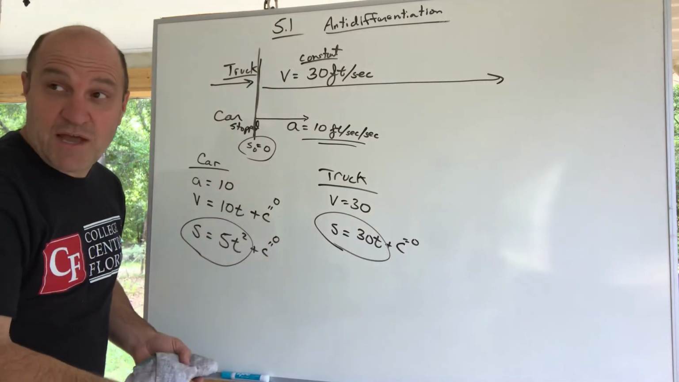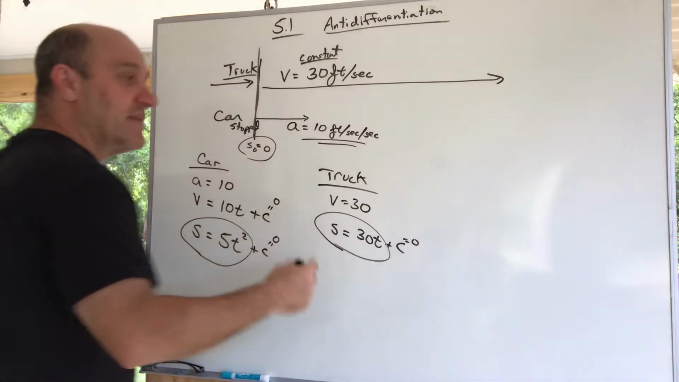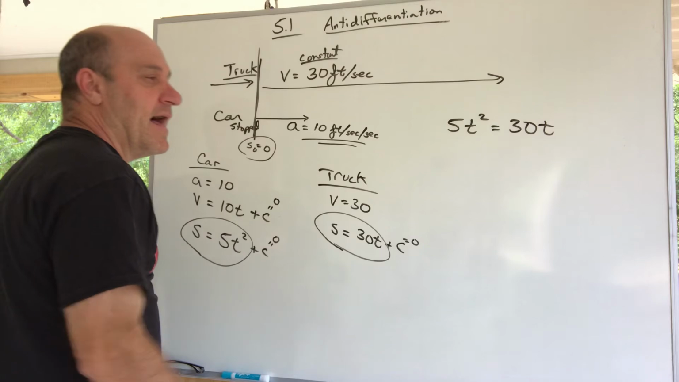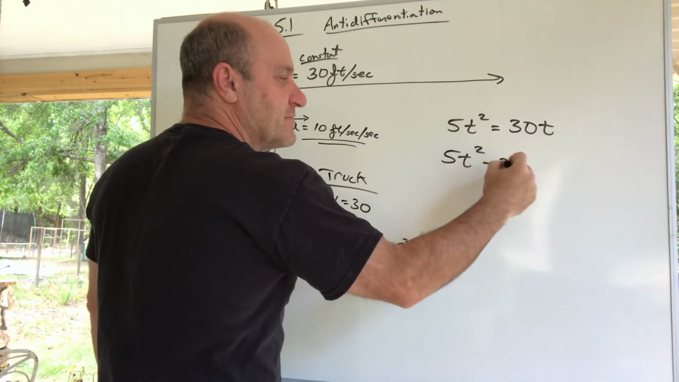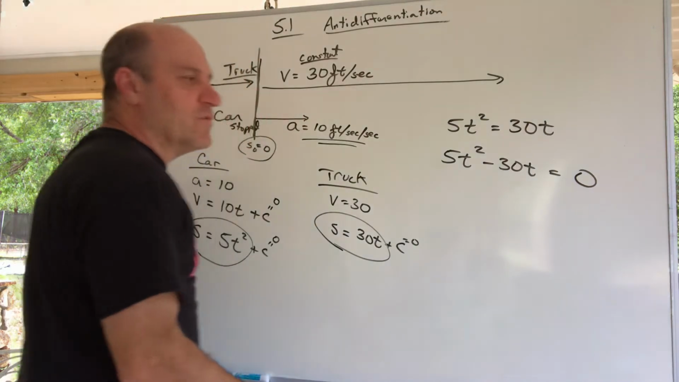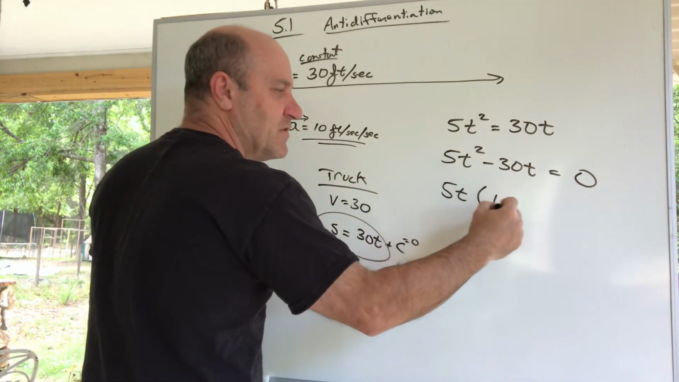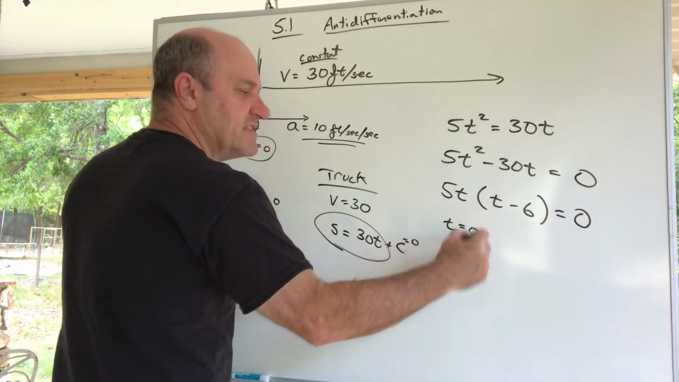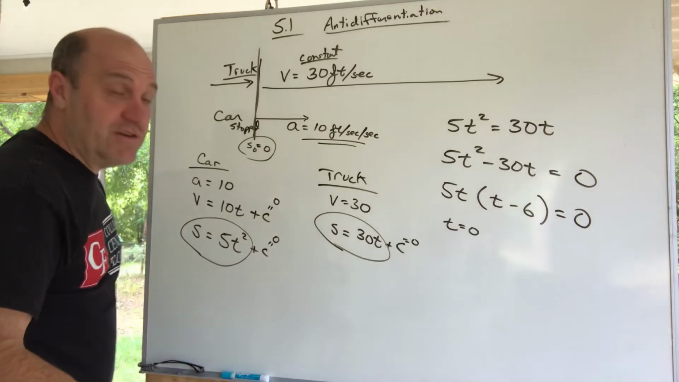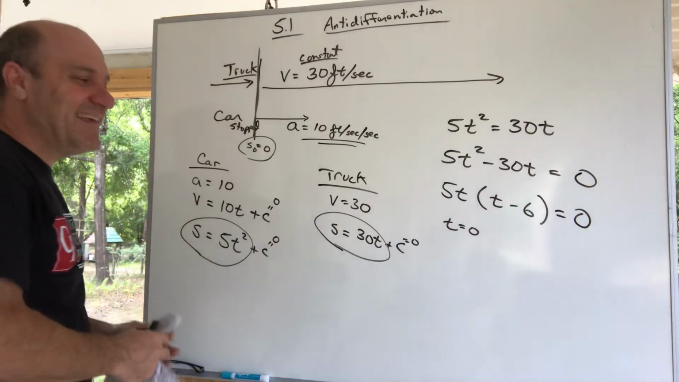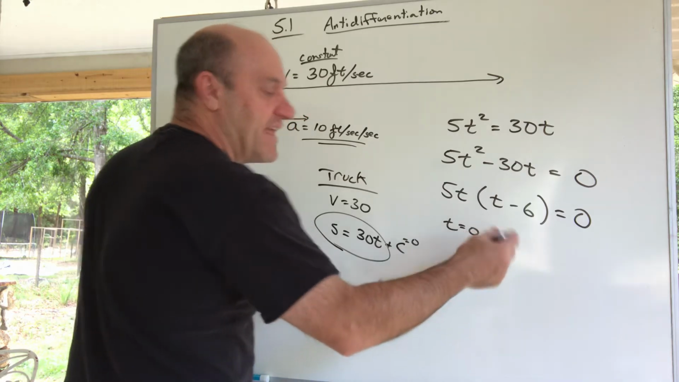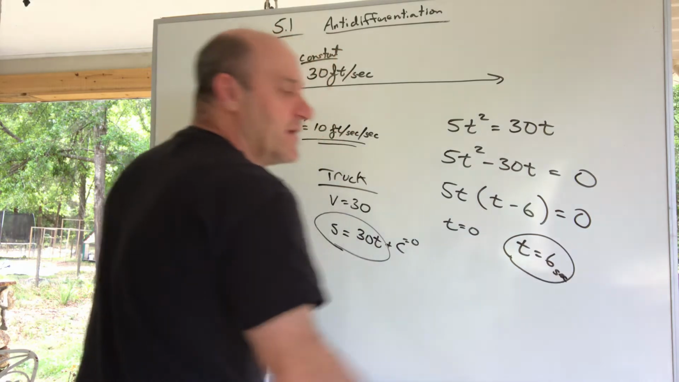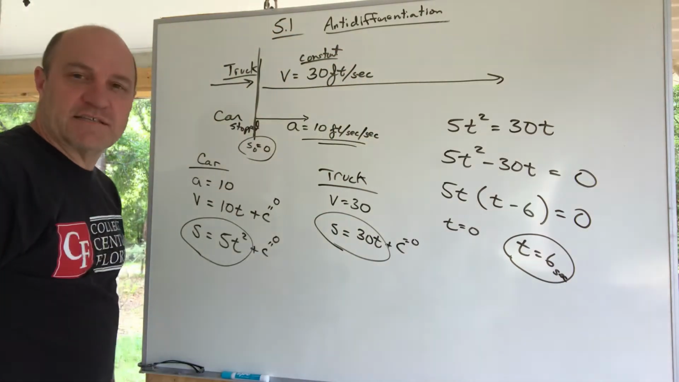The question was, when does the car catch up to the truck? So I'll set them equal to each other. 5t squared equals 30t. The way you technically should solve this is subtract the 30t over, get it equal to 0, and factor out a 5t. This is beautiful. 5t times (t minus 6) equals 0. When t is 0, they had the same position. That was at the green light, at t equals 0. That's not the time I wanted. They catch up to each other when t is 6. So the car catches up to the truck in 6 seconds.